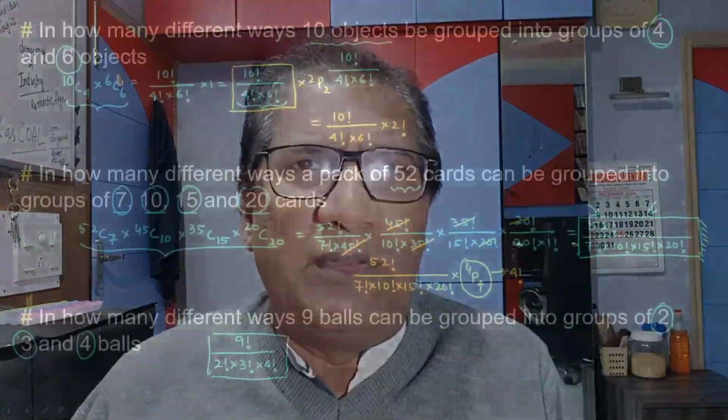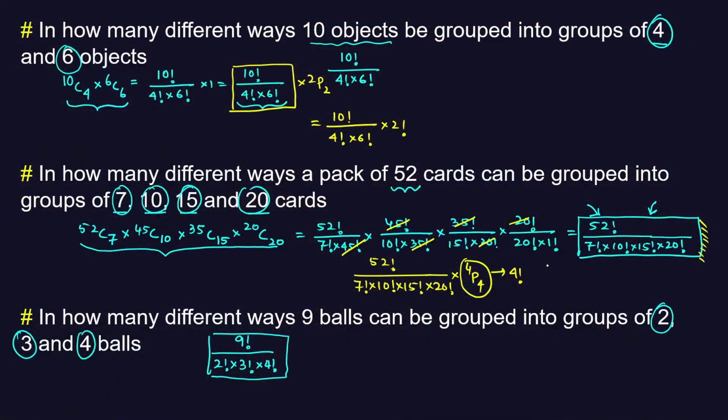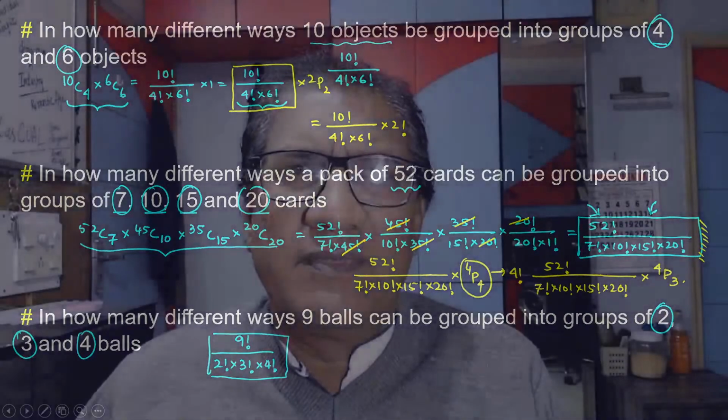Now, if I give you the same question, and after grouping into 4 groups, I ask you in how many different ways these 4 groups can be given among 3 people, what will you do? You will simply say the total number of ways of forming the groups is this. And now these 4 groups are distributed among 3 people, which can be done in 4p3 different ways. Tell me yes or no.